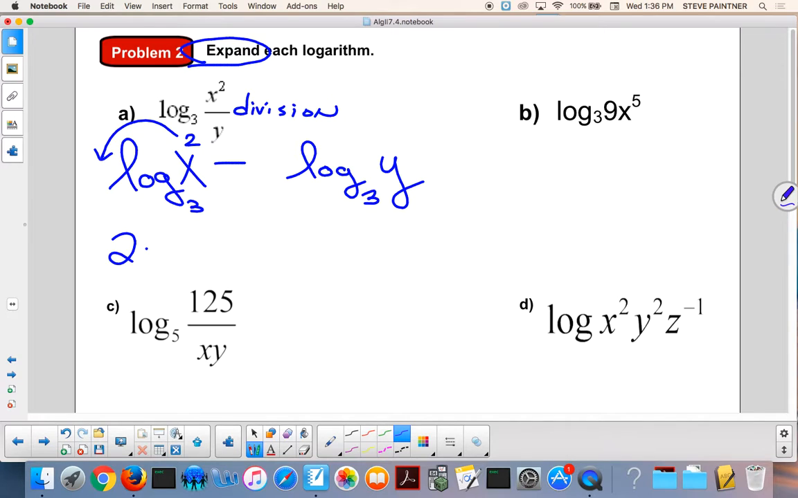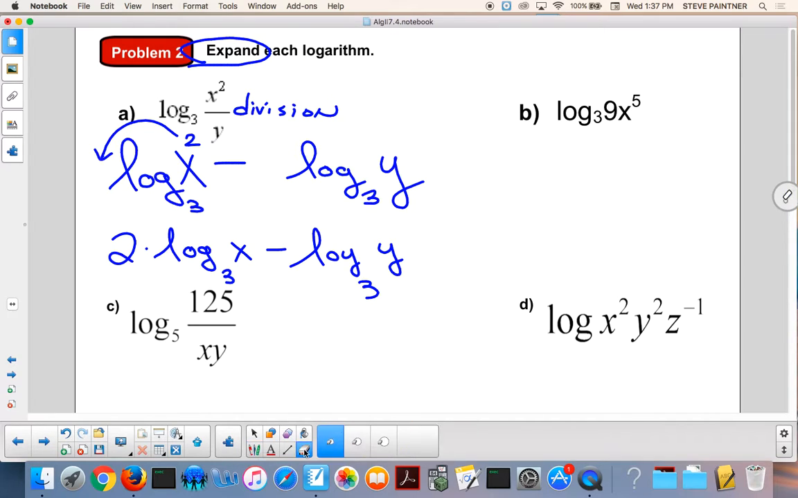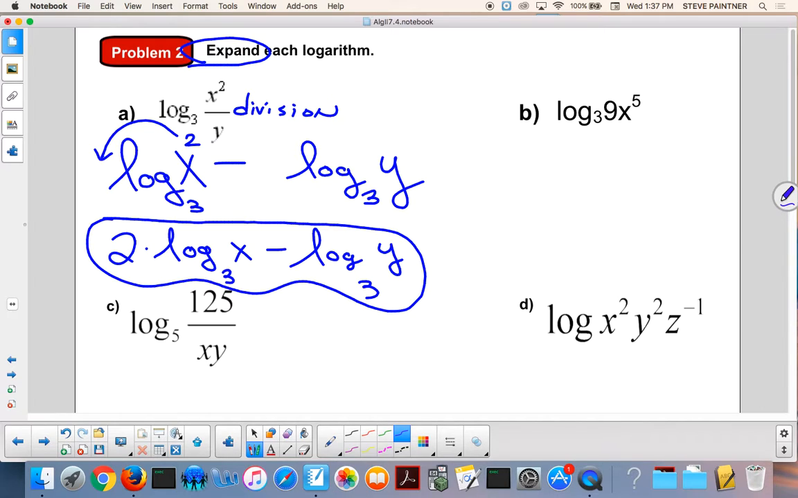2 times log of x base 3 minus log of y base 3. And you don't know the answer to any of these. You don't know log of x base 3, you don't know log of y base 3, you can't go on. This is where you quit. You're just using the properties that were given to you, right? Okay.